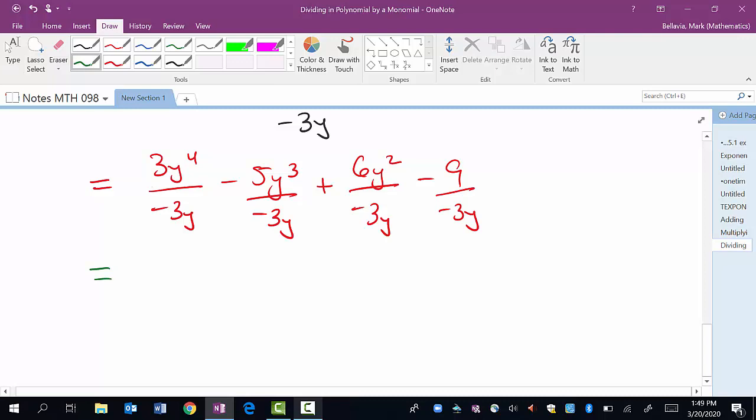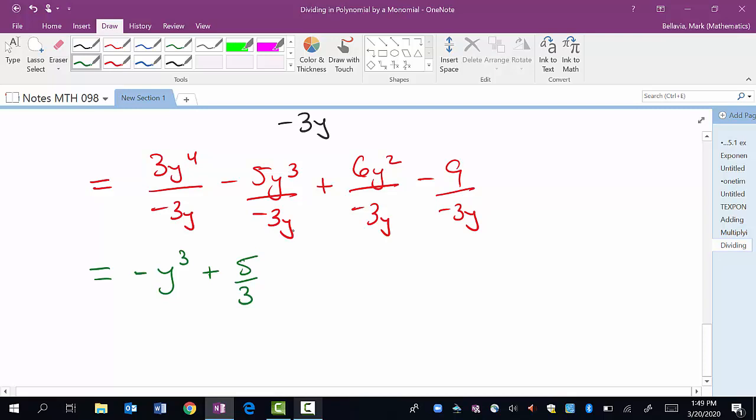Paying attention to the signs as you do this. 3 divided by a negative 3 will be a negative 1, and then y to the fourth divided by y makes us negative 1y to the third, which you don't need to write the 1 there, right? It's just negative y to the third. On the second term, we have a negative divided by a negative, which makes it positive. 5 divided by 3 doesn't reduce at all, so you keep it as 5 over 3.